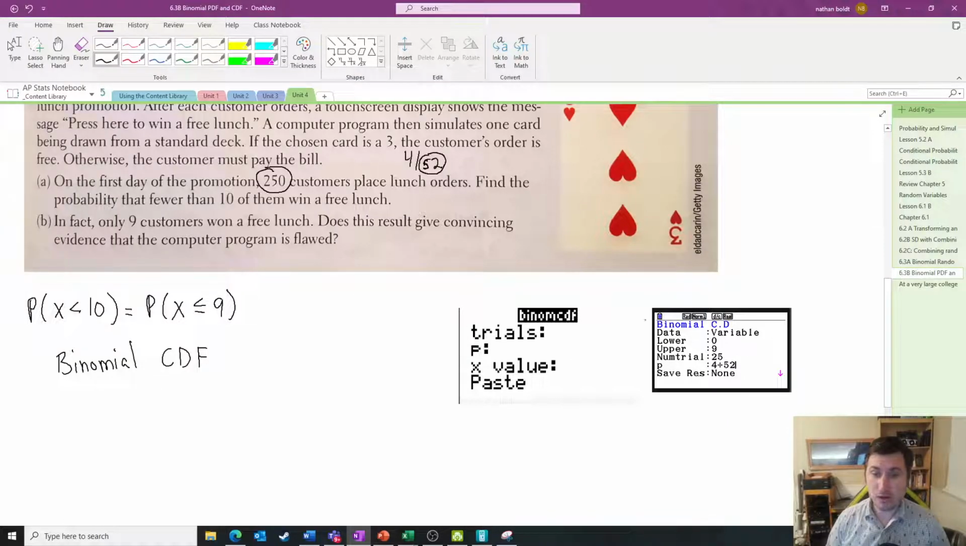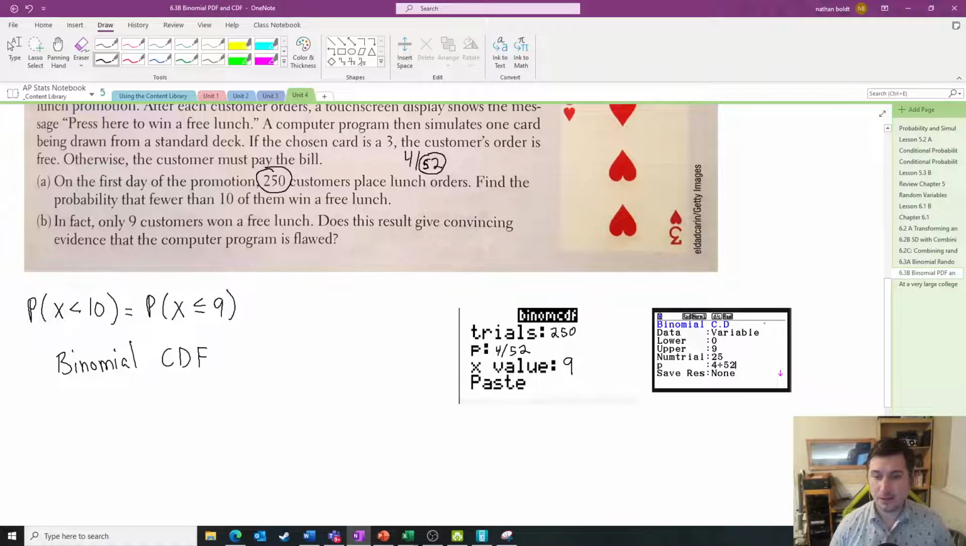So I've got two common screens here from the 84 and the Casio. So first we input the number of trials. It's 250. The probability is 4 out of 52. And yes, you can just do the fraction 4 divided by 52. It'll convert it to the decimal for you. And then the x value, 9. Hit enter. And it will tell you that probability.